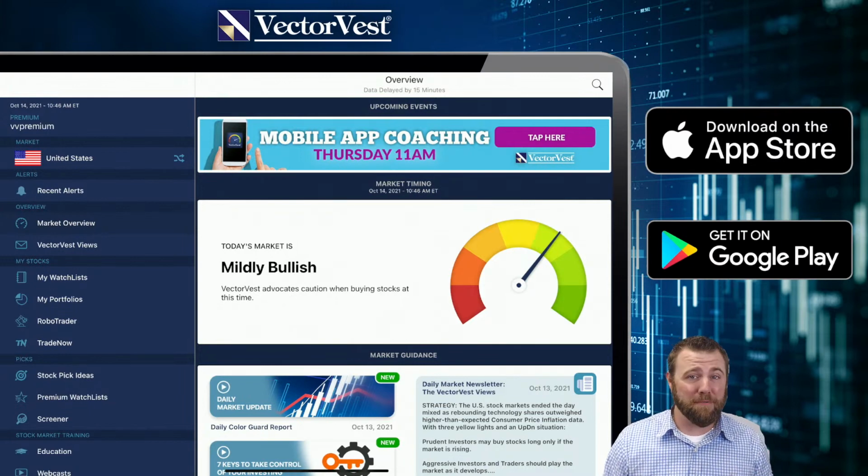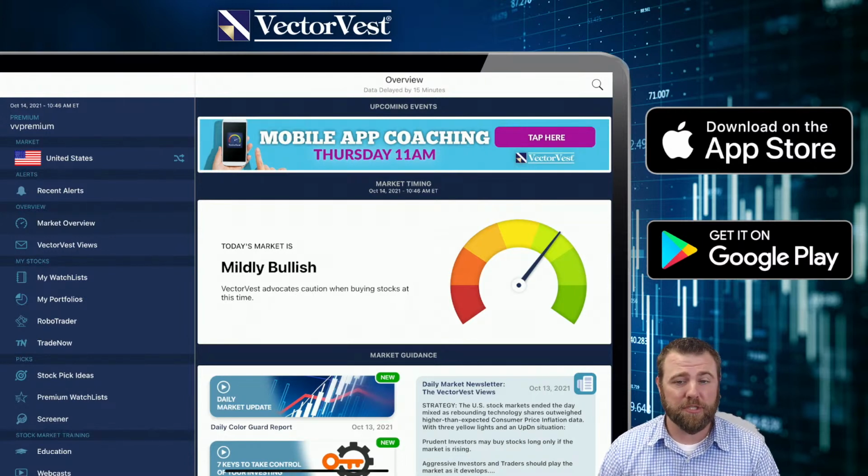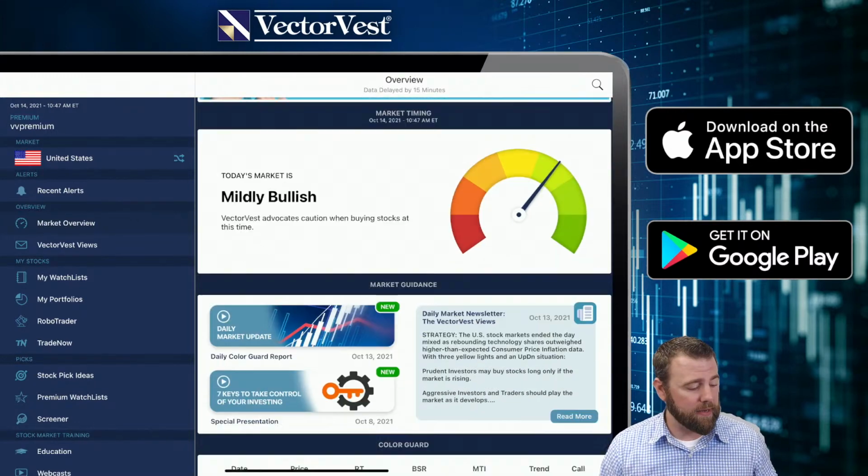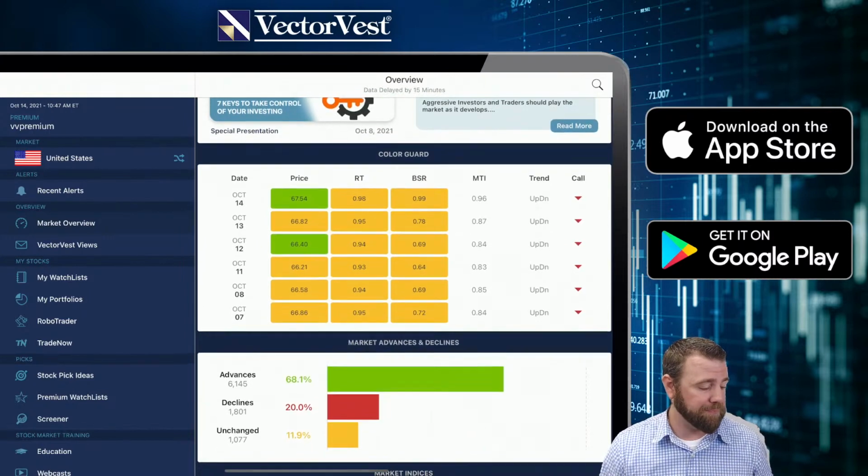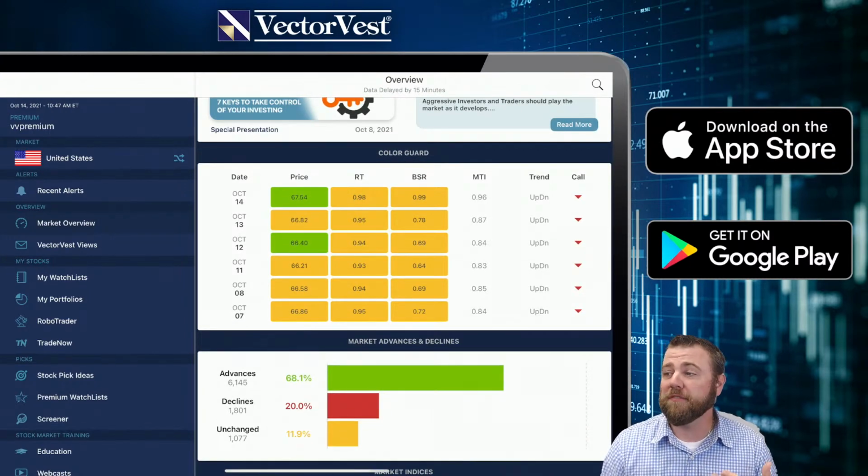All right, so jumping right into it here today. As we can see right now, we are one tick into the green. Therefore, the market is mildly bullish and VectorVest advocates caution when buying stocks at this time. As we mentioned last week in our prep guide for looking for a bottom, we're looking for that first green light in the price column specifically to know that it's a good time to start trickling back in for the upside of the market. So we'll scroll down, take a look at the color guard and see if we have that. As we can see, we have two green lights within the last week showing up in the price column.